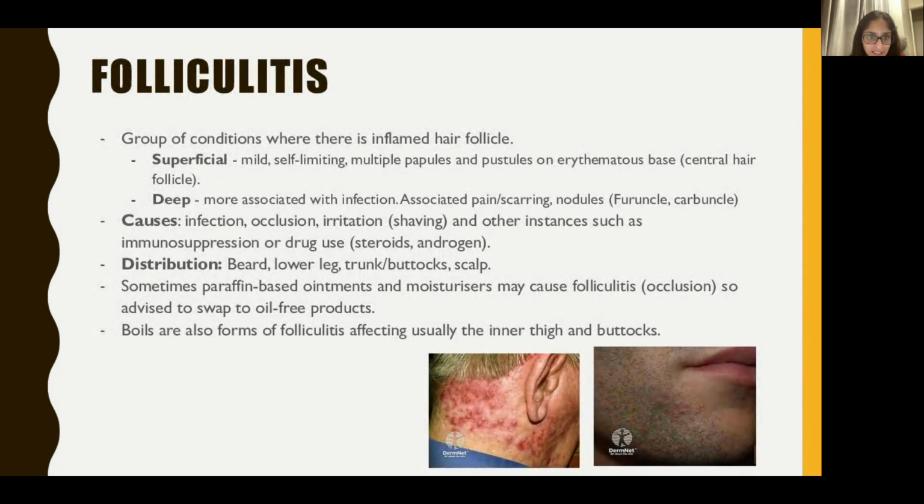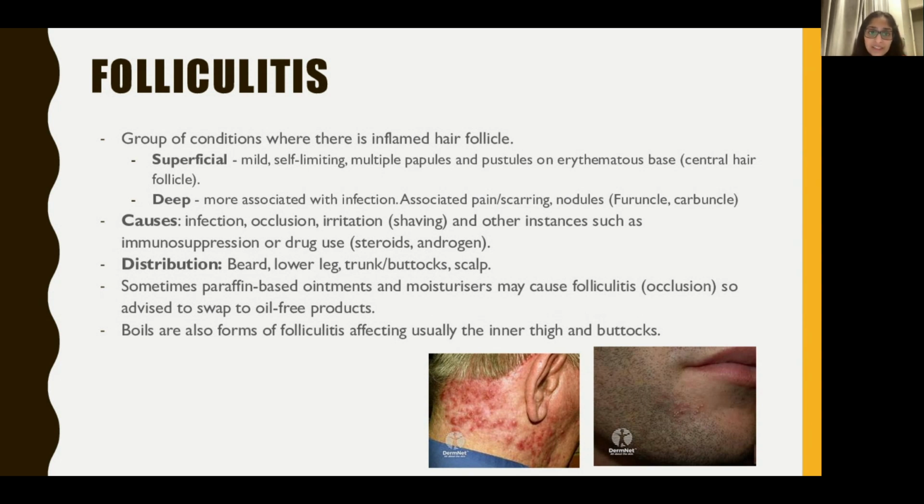And then we have folliculitis. So this is a condition where there is inflammation of the hair follicle. So it can be superficial, like this image here, or it can be more severe and deep. So in superficial, they can be mild, self-limiting, and appear as papules or pustules on an erythematous base. You may see this might be associated with things like shaving in men, for example, around their beard. And then deep is more associated with infection, and there may also be associated pain and scarring with this. So as you can see here is more erythema, and we can describe this as a furuncle and carbuncle.